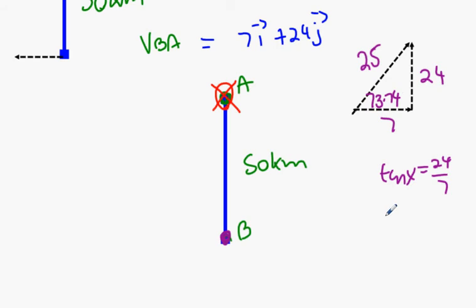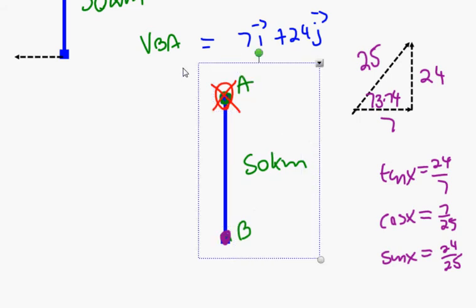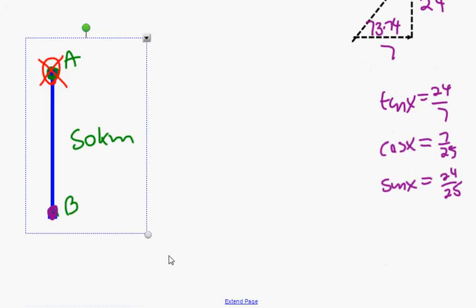I can also figure out what cos x and sin x are, just to prevent any rounding errors. I can figure out that cos x is 7 over 25, and I can figure out that sin x is 24 over 25. That's great. Now, what I'm going to do next is group this, and I'm going to draw B going across.